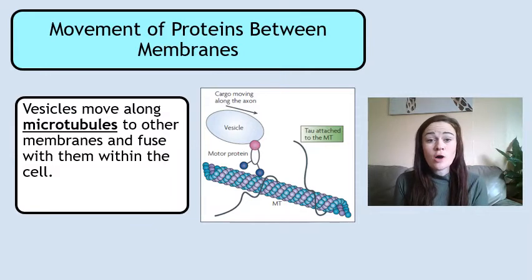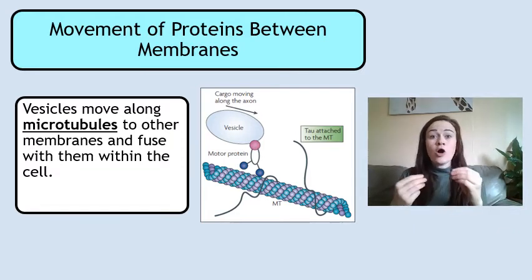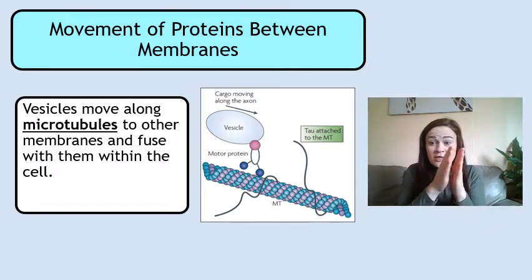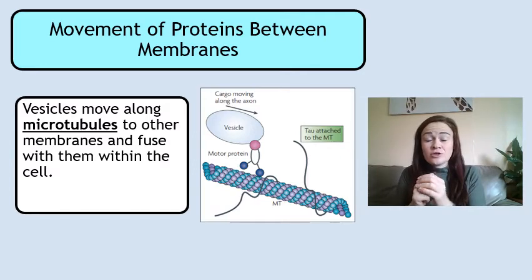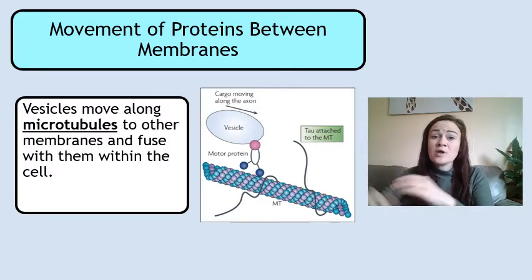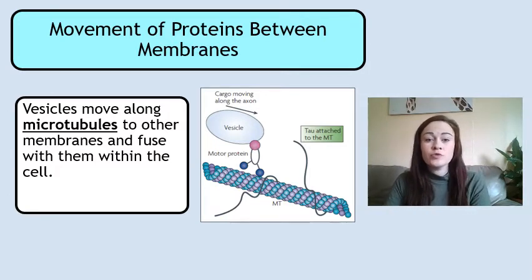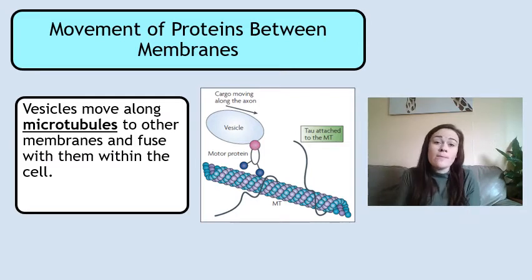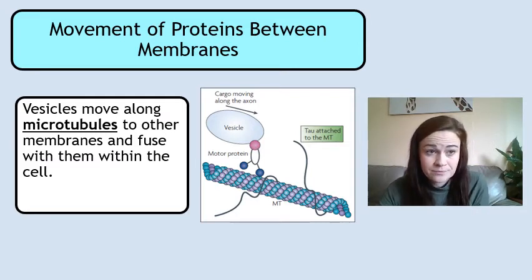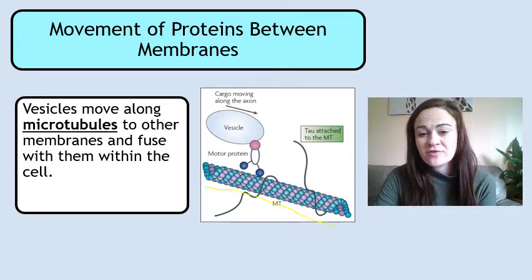Now, we've talked a lot about vesicles moving between membranes, be it from the ER to the Golgi apparatus, or vesicles moving between the Golgi discs, or maybe a vesicle moving from the Golgi apparatus to the lysosome or the plasma membrane. We're now going to look at how those vesicles actually move. They move along microtubules.